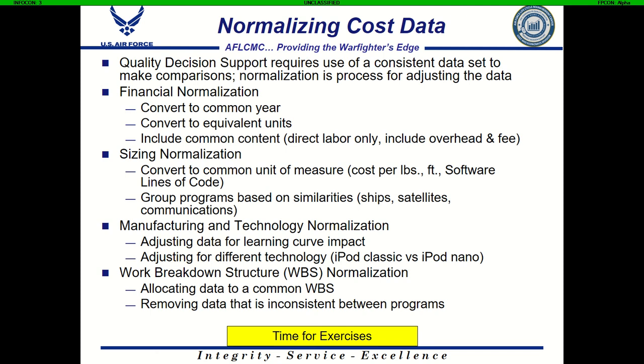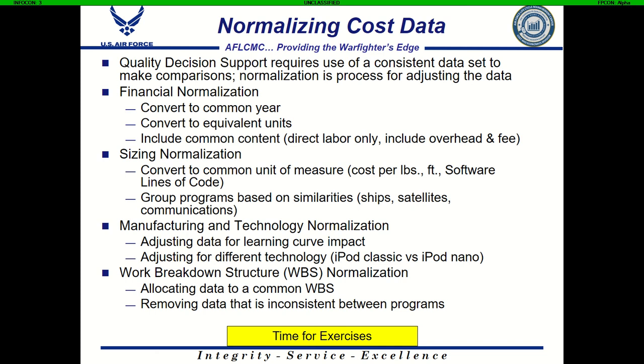Next is manufacturing technology normalization. So this is one of the most difficult parts of normalization and requires a lot of research potentially to get right. But this is where we would be adjusting data for the impacts of learning curves, depending on what information we have, what data we have. If we want to adjust for learning and look at the theoretical first unit cost of two different production lines, we would need to make some adjustments to the data for the learning, again, based on what information we have.